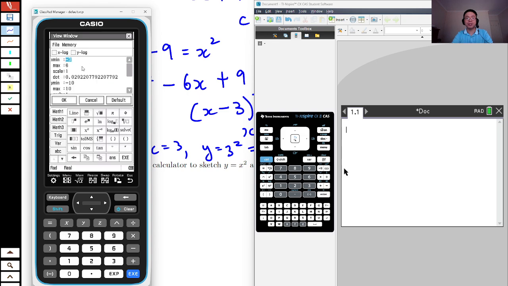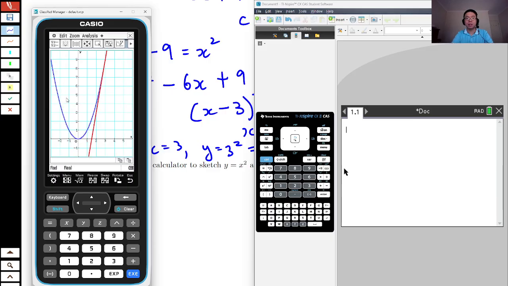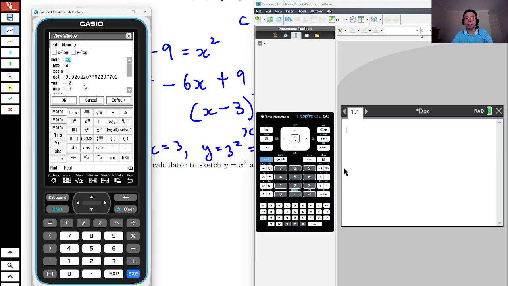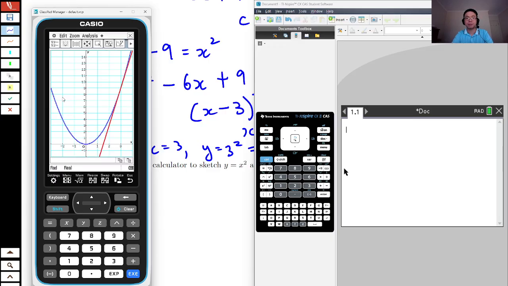I can increase the lower y bound to, let's say, -2. And let's give it a bit more y, and we'll reduce x. Okay, so you should see, yeah, it's somewhat convincing that it's a tangent.